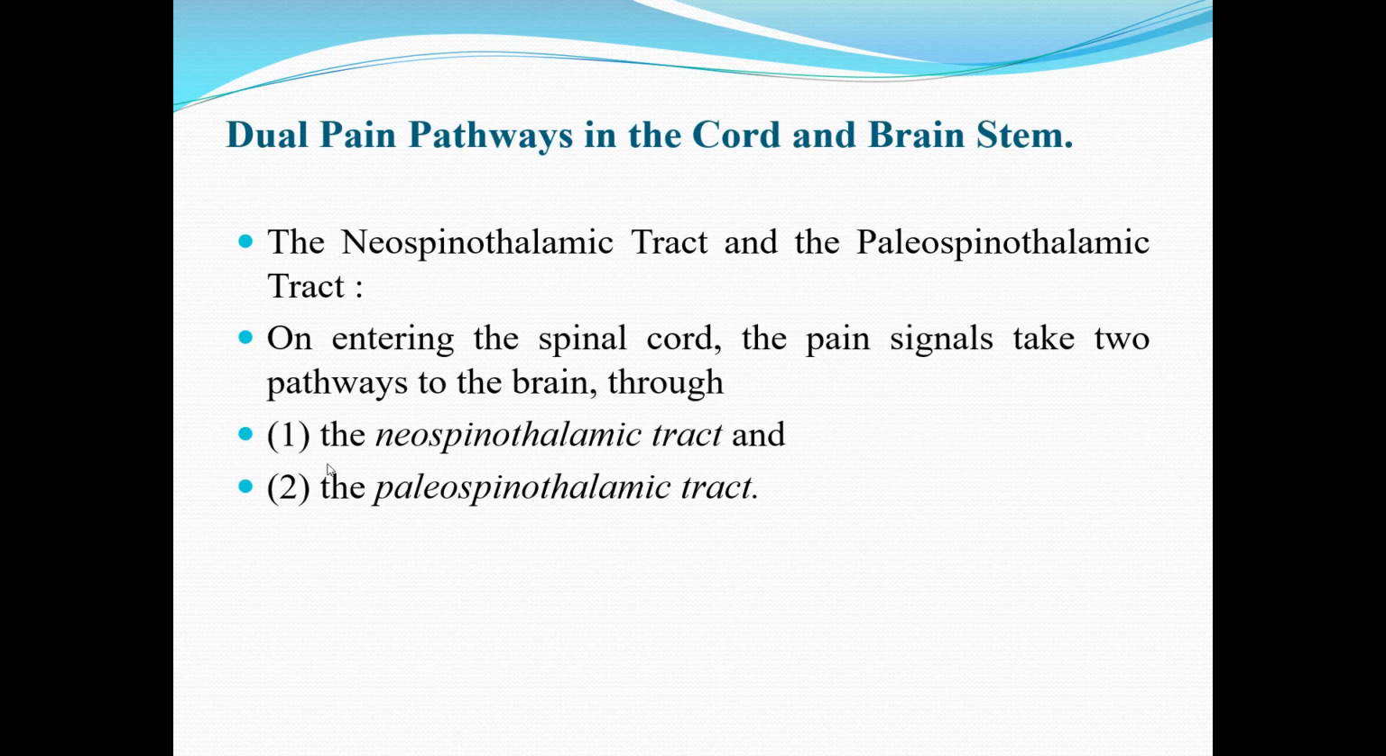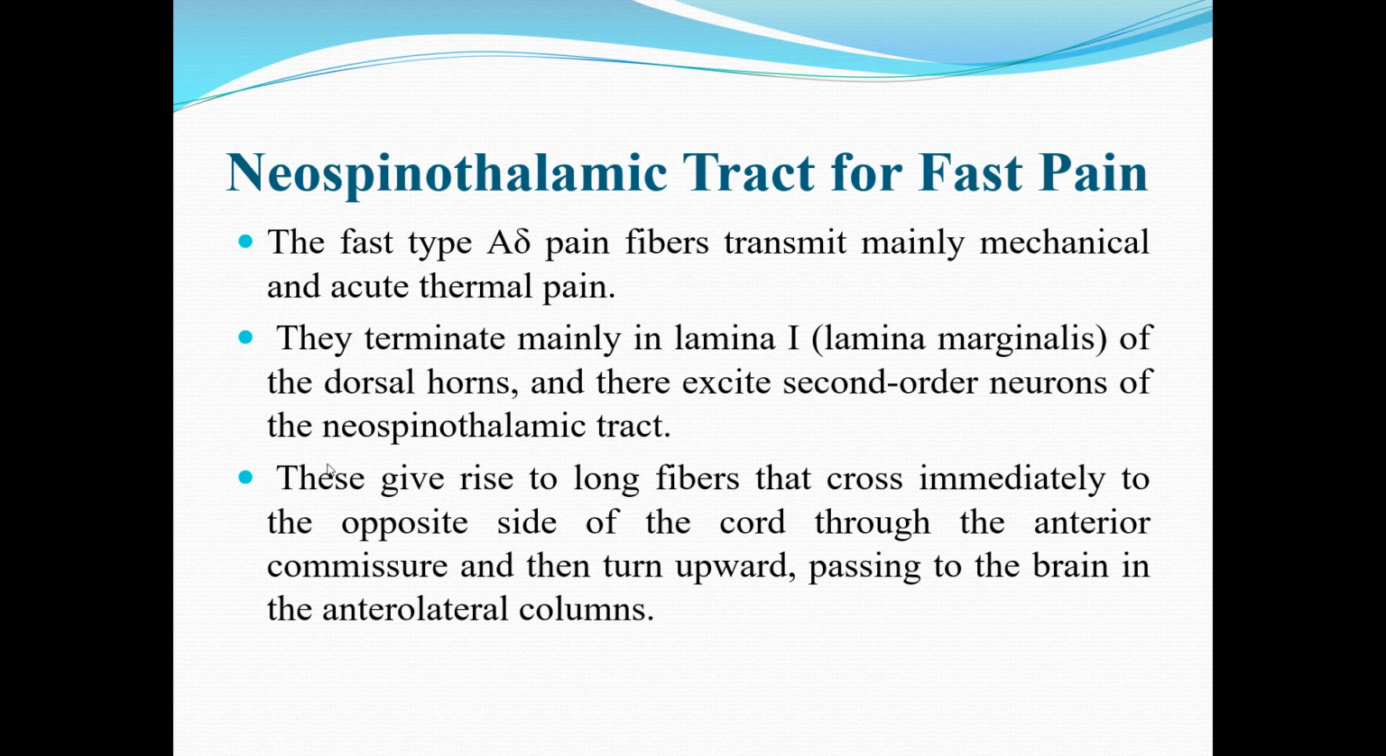Now let's talk about the dual pathway. What is this dual pathway? We have a neospinothalamic tract and a paleospinothalamic tract. The pain signal is going to take either of these two tracts to go to the brain. The first one is the neospinothalamic and the other one is the paleospinothalamic. The neospinothalamic A delta fibers are for the fast pain. The first type, A delta pain, is going to transmit the information if there is pain due to some mechanical or thermal type of damage.